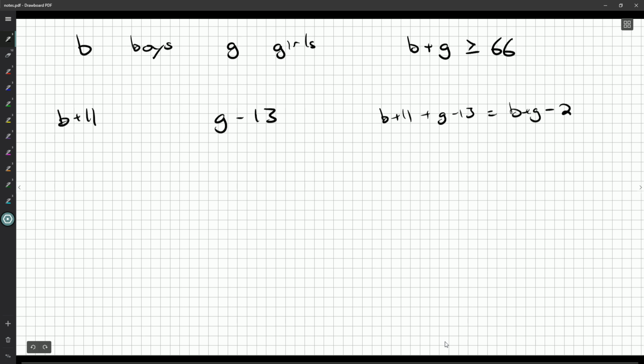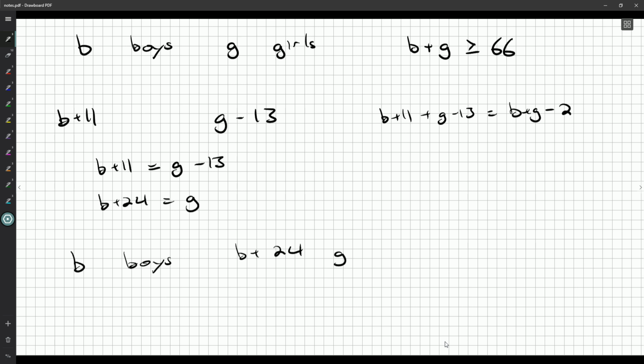But we're also told that this is now a 1-to-1 ratio, same number of boys and girls. So we get a nice little equation relating these two. If you add 13 to both sides, B plus 24 is the original number of girls. So we can say B boys originally and B plus 24 girls originally.